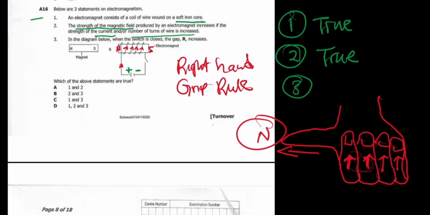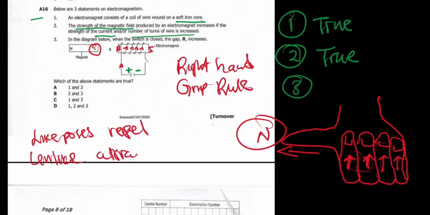So what happens here is that because this is the north pole and this is the south pole, remember the law of magnetism, which states that like poles repel, unlike poles attract. So since you have south and north, which are unlike poles, then you are going to see some attraction between these two. So this means that this is a false statement. The distance here is going to decrease because these two are going to attract each other.